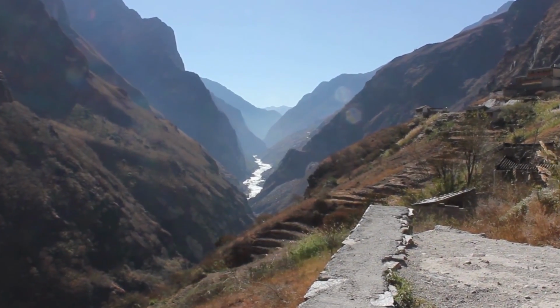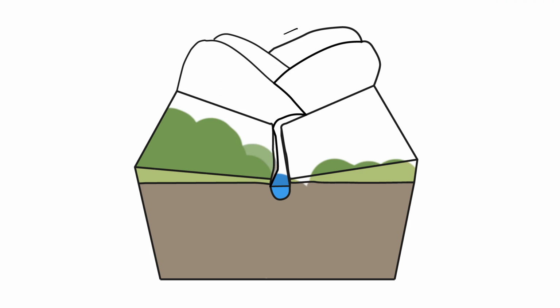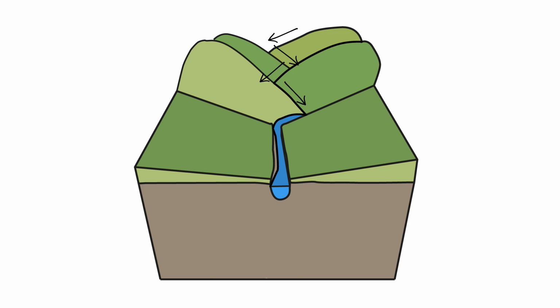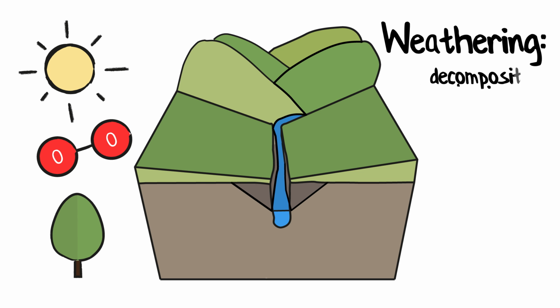A V-shaped valley is one of the results of erosion on the upper course of the river. The river on the upper course flows downhill from the mountain. It has low discharge, so it only has enough power to erode downward. Hydraulic action and corrasion deepen the river valley. The sides of the valley are exposed to weathering.